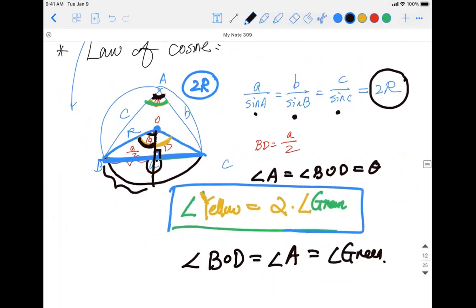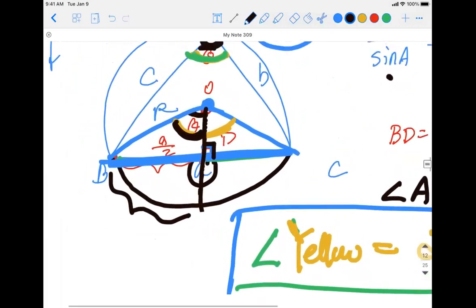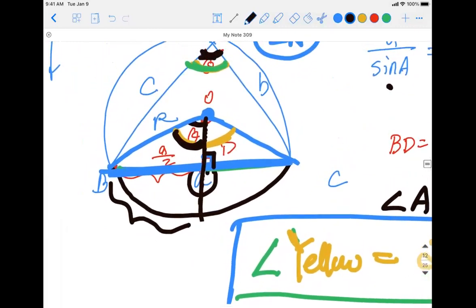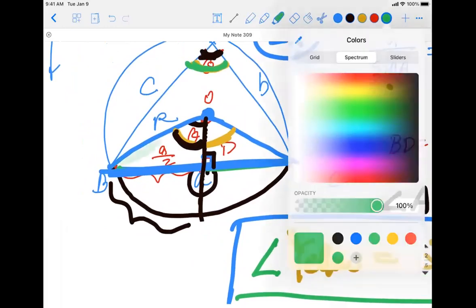Okay, with all this information, let's have a quick look at it. What does our sine value mean? Let's try to do this in our green triangle here.